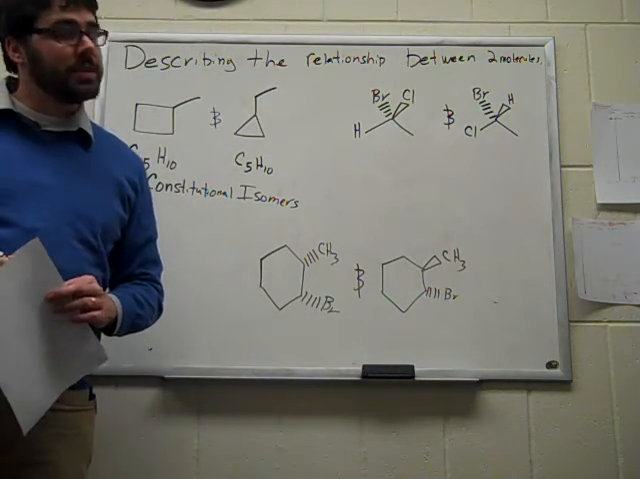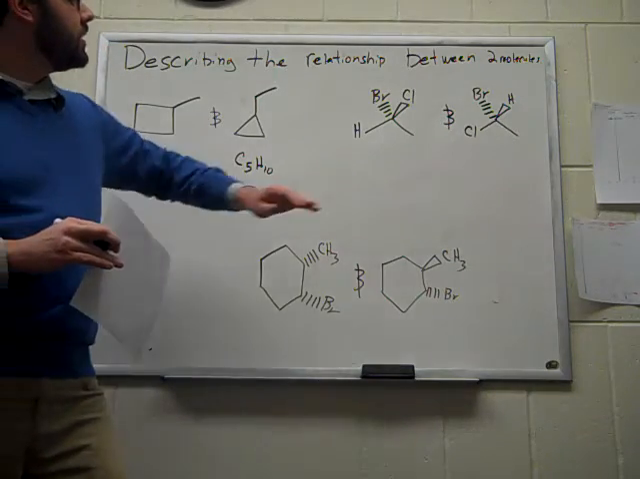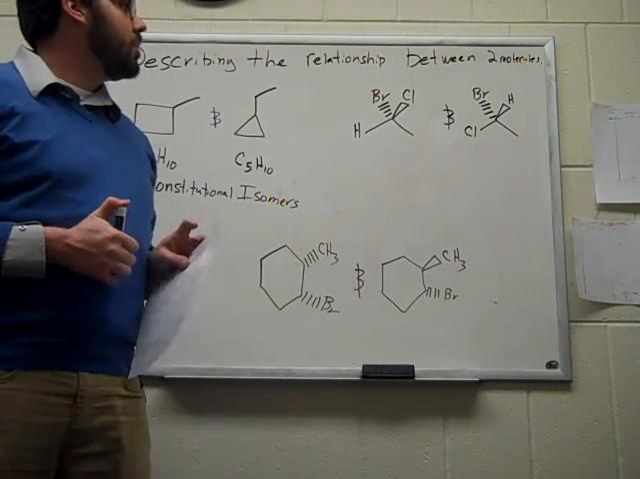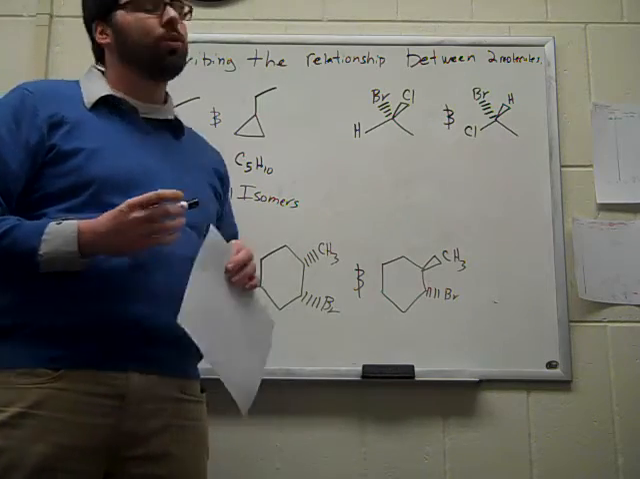Okay, that being said, let's move on to the next one. We've got these two molecules here. 1,1-bromochloroethane.